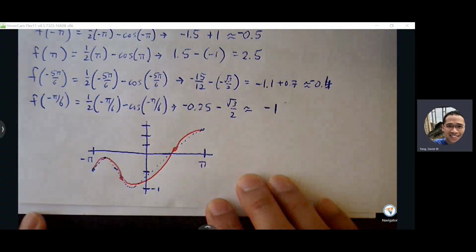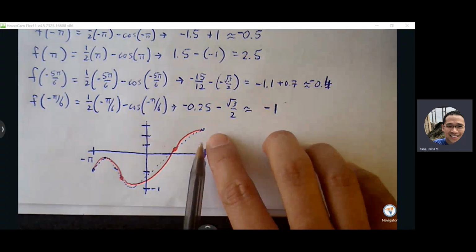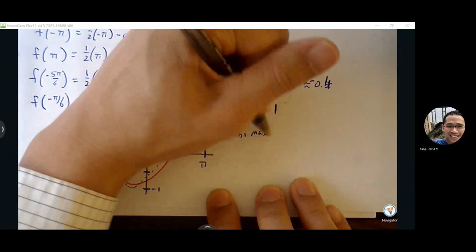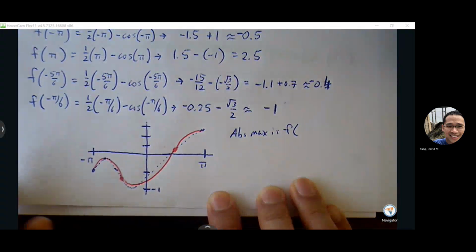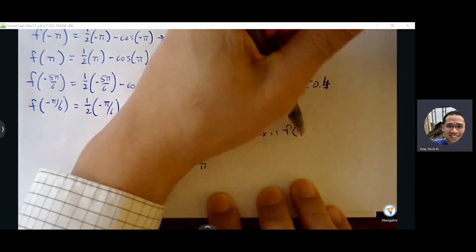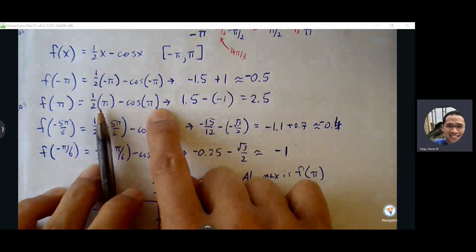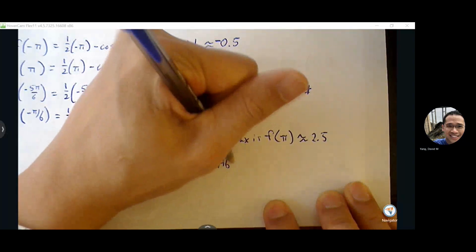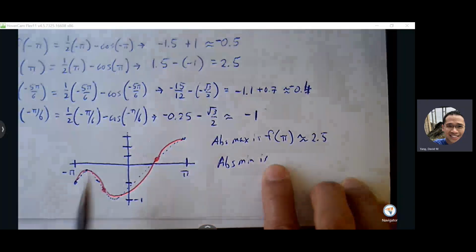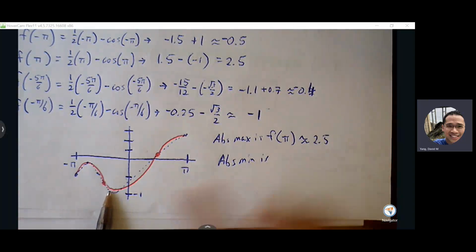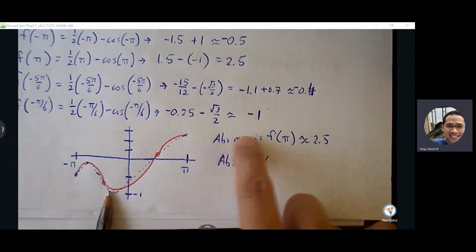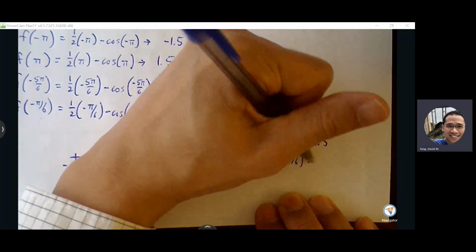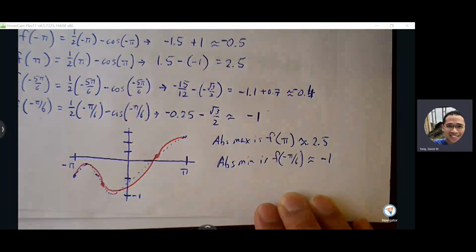Okay, so absolute max, absolute min. We can tell our absolute max is at this endpoint here. So I can say absolute max is f of pi, right? Which you can write in this form, or you can just give that estimation there. It's around 2.5. And absolute min is coming from this relative min that we found that ended up being the lowest point. So -pi/6, which our estimation was around -1.